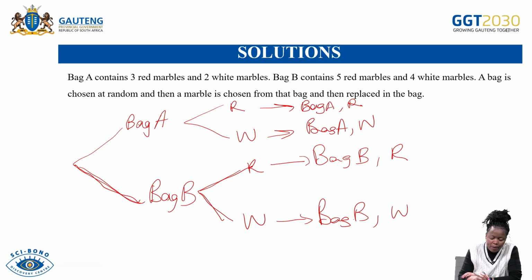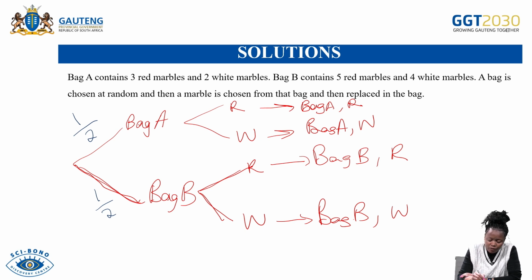What is the probability of getting bag A? It's going to be 1 out of how many bags? Out of 2 bags. What is the probability of getting bag B? It is going to be 1 bag B all over 2 bags, which is bag A and also bag B. This is my probability. I move to the second branch.